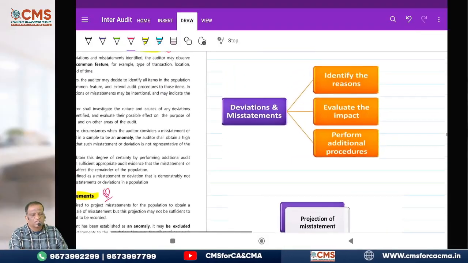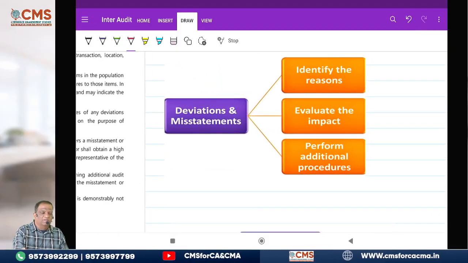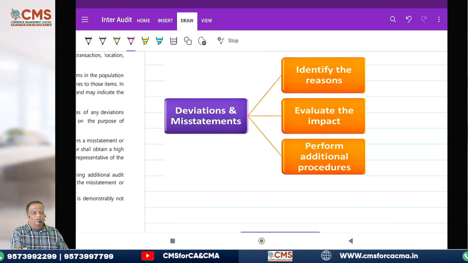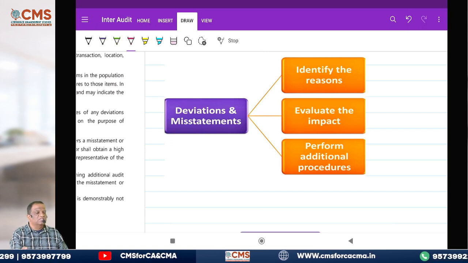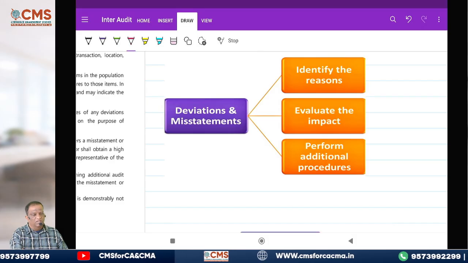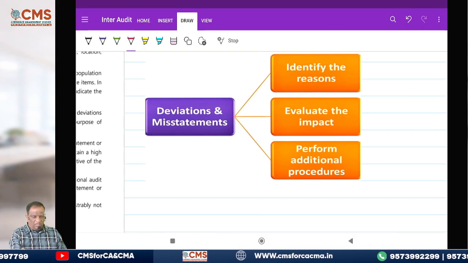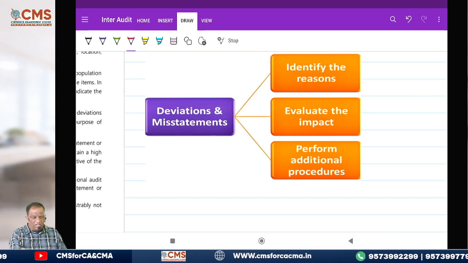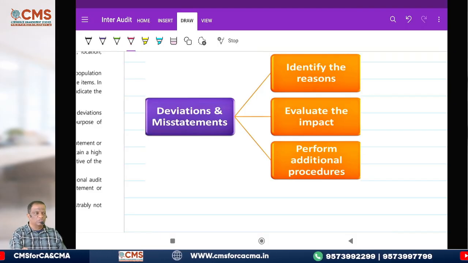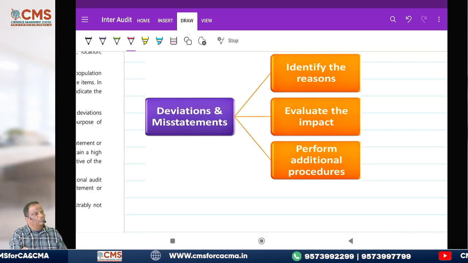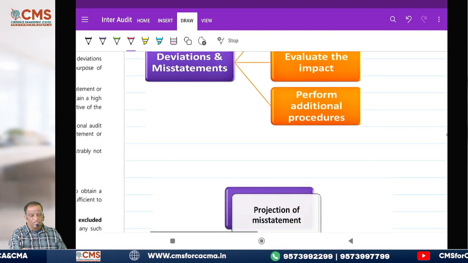And this is as usual. When I did my samples, what do I do if there are deviations identified in my samples? So if there are deviations or misstatements identified in the sample, same logic. Identify the reasons, evaluate the impact of it, and go for the modification, perform additional audit procedures, and if not convinced, go for the modification of it. That's all.